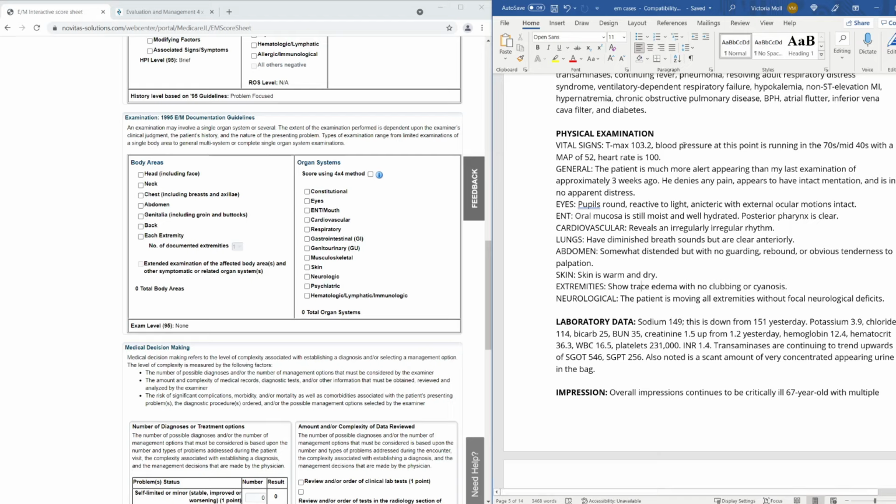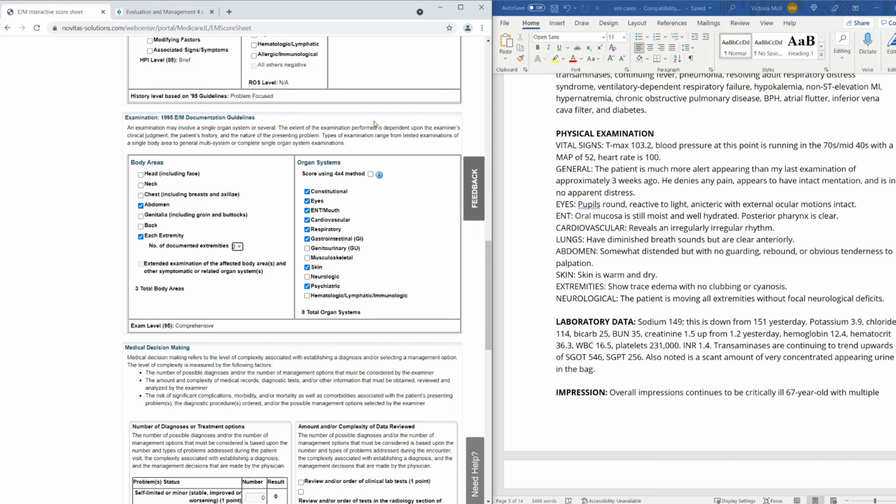So for exam, we have our vitals, which is our constitutional. Same with general. Patient is much more alert appearing than my last examination. Denies any pain, appears to have intact mentation, and there is no apparent distress. So psych. Eyes, pupils are round, reactive to light accommodation. We have ENT, oral mucosa, and we have posterior pharynx is clear. We have cardiovascular. We have respiratory for the lungs. Abdomen is distended. So we have abdomen there. We have skin is warm and dry. We have extremities. Now this is plural, but I don't know exactly how many. So I'm going to count for at least 2.